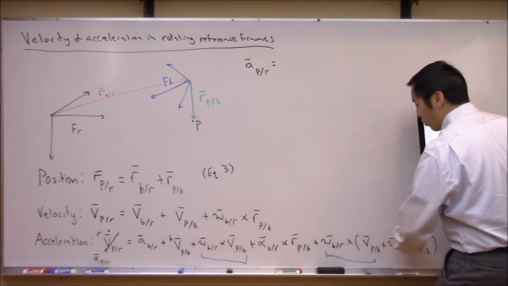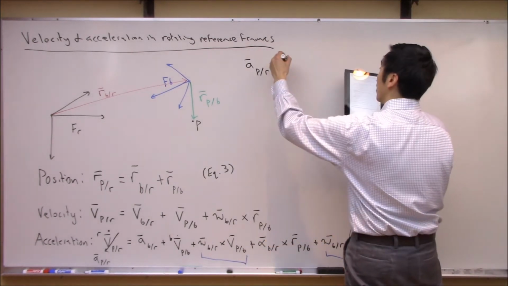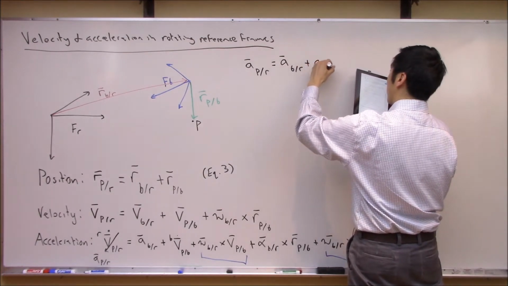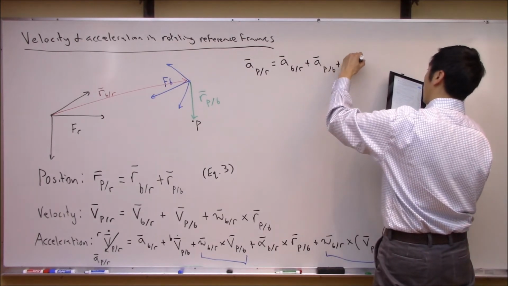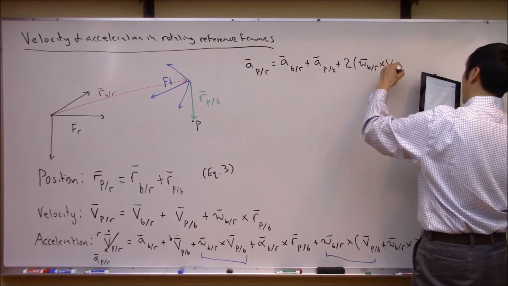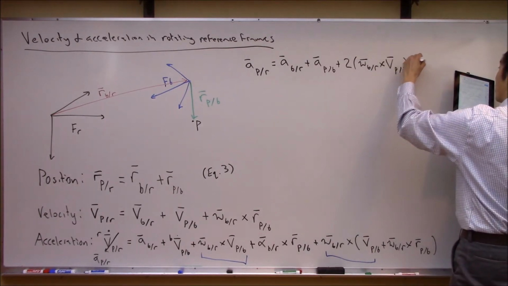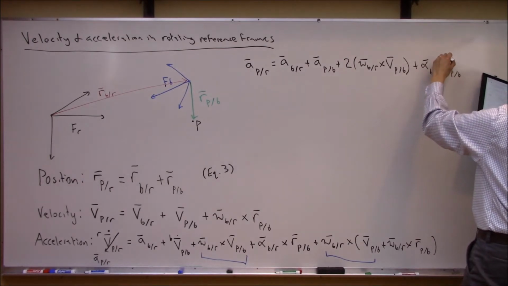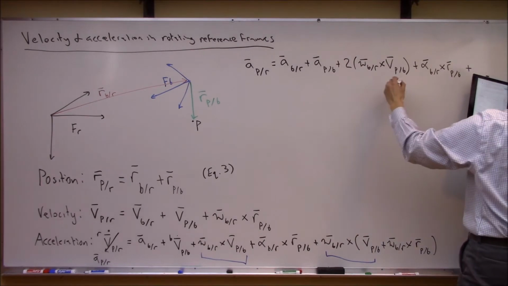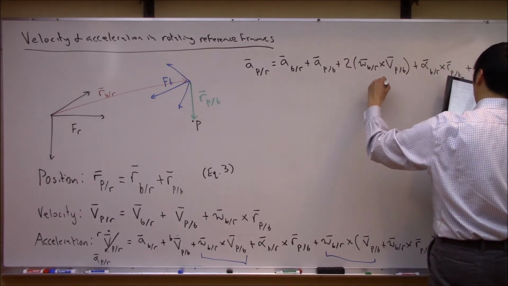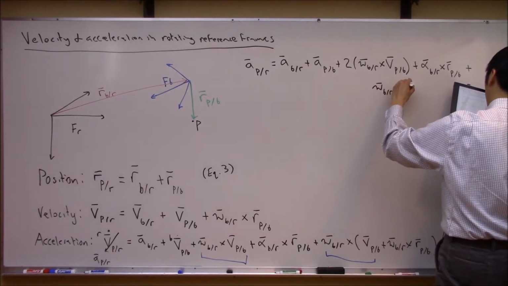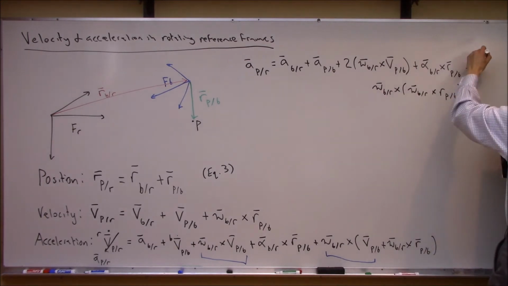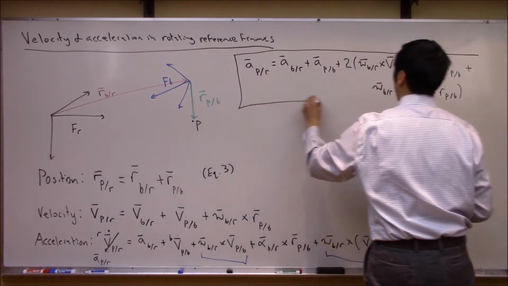So I'm just going to say, do boring algebraic manipulation on this, and you can massage that whole thing to look like this: a_B with respect to R, plus a_P with respect to B, plus 2 times omega B with respect to R crossed V_P with respect to B, plus alpha B with respect to R crossed r_P with respect to B, plus, since I ran out of room, omega B with respect to R crossed the quantity omega B with respect to R crossed r_P with respect to B. Great, and we really should box this up, because this is our acceleration in a rotating reference frame equation.